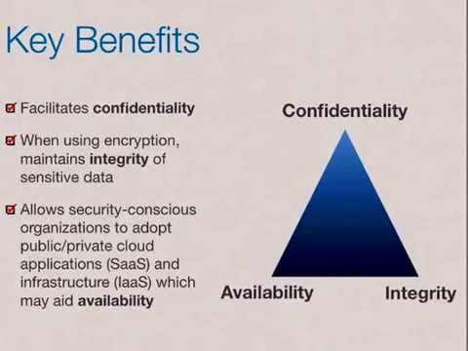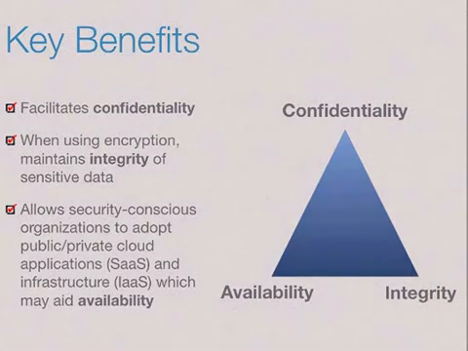Because Cloud Encryption Gateways use encryption, integrity is maintained. Integrity is the ability to know if sensitive data was destroyed or changed in transit or at rest. Cloud Encryption Gateways also benefit the organization by helping to increase availability of systems that are outsourced to the cloud.